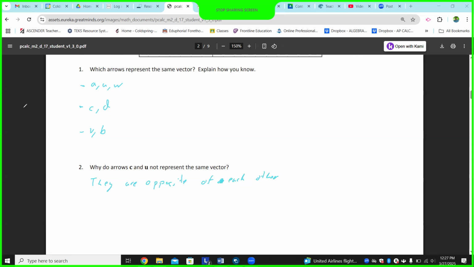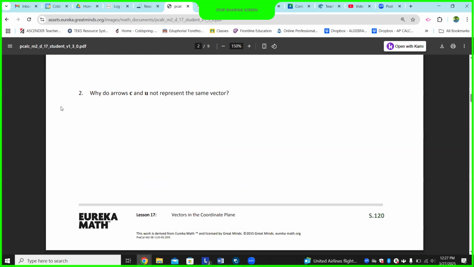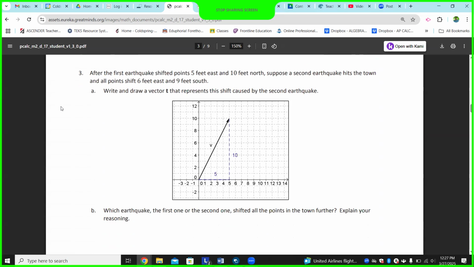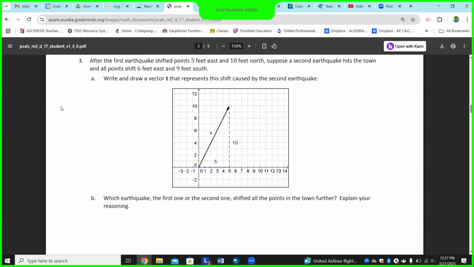Let's carry this on to the next question then. In question 3, it says, after the first earthquake shifted points 5 feet east and 10 feet north, suppose a second earthquake hits the town and all the points shift 6 feet east and 9 feet south. We're going to write and draw a vector, which we'll call T, that represents this shift caused by the second earthquake. So here's my original building landmark. It shifted 5 feet east, 10 feet north. How would I now illustrate 6 feet east and 9 feet south?